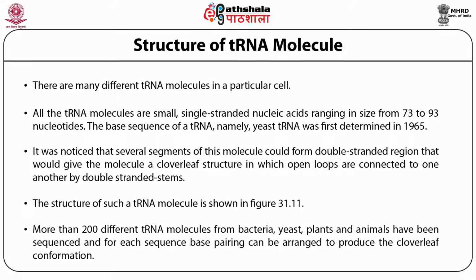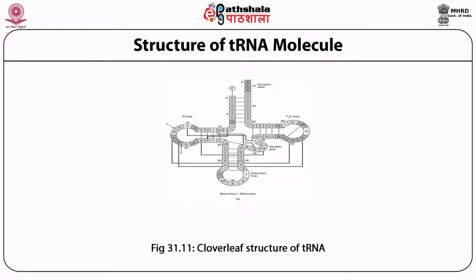More than 200 different tRNA molecules from bacteria, yeast, plants and animals have been sequenced, and for each sequence, base pairing can be arranged to produce the clover leaf conformation. If you look at figure 31.11, there is a stem-like portion and there is a portion at the bottom which resembles the clover, no? That is why it is known as clover leaf. So this is the clover leaf structure of the transfer RNA molecule. It is self-explanatory. We have given the loop regions, everything is marked here.